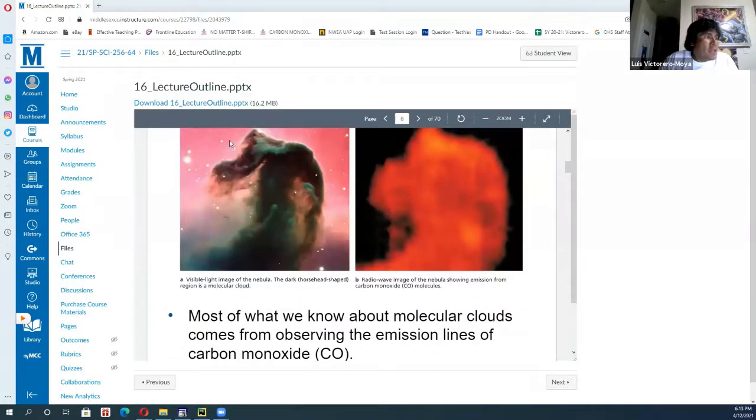As you can see, the visible picture of the nebula just shows you the cloud. And then the radio image will start showing you emission of carbon monoxide here. All right. So most of what we know about molecular clouds comes from observing the carbon monoxide. That's the main molecule that composes this nebula. So we look at those emission lines and we can find the temperature and the density of it.